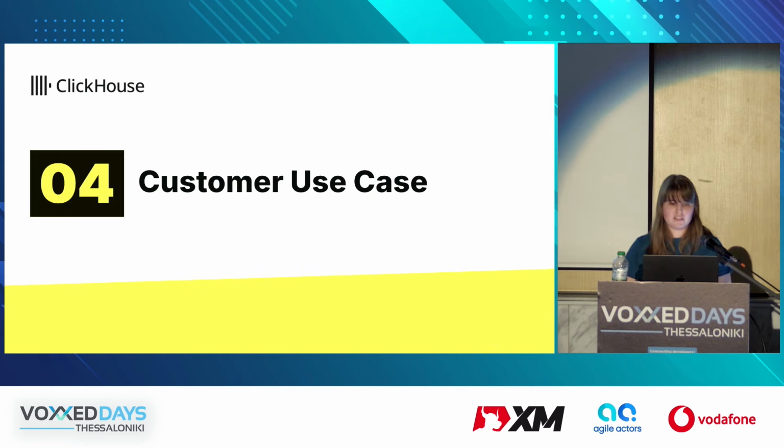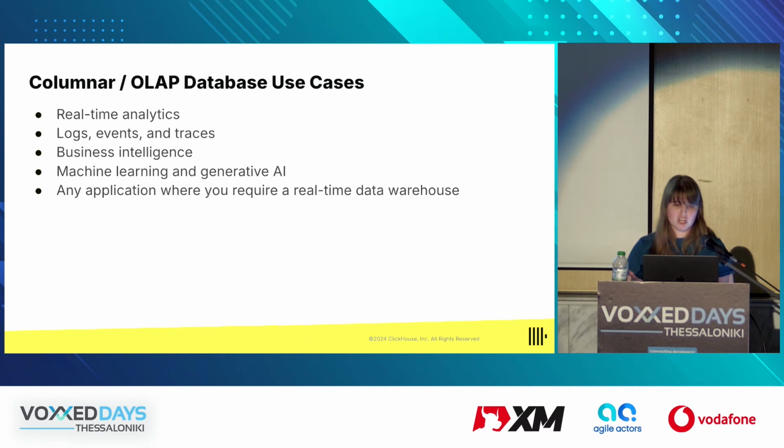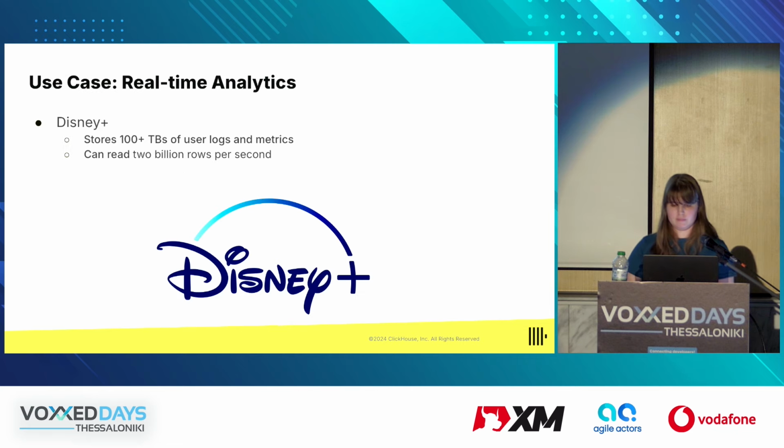And now let's go into some customer use cases. So in general, columnar and OLAP databases are good for real-time analytics, logs, events, and traces, which is basically the OpenTelemetry project, business intelligence, machine learning and generative AI, which I'm not going to go into quite as much here, and any application where you basically require a real-time data warehouse, which in this case means you can get your queries back in less than a minute, ideally less than 30 seconds.